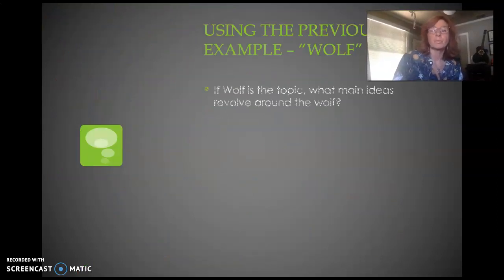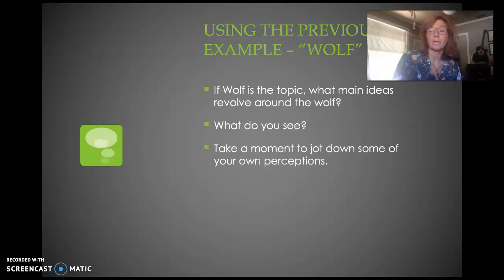So here's what I do. If wolf is the topic, what main ideas revolve around the wolf? What do you see? Ask yourself these things before you even get to my little mini outline. Take a moment to jot down some of your perceptions. I would do that now. Think about this, because this will be a better learning experience for you if you actually work with me with this. Take a moment to do that.